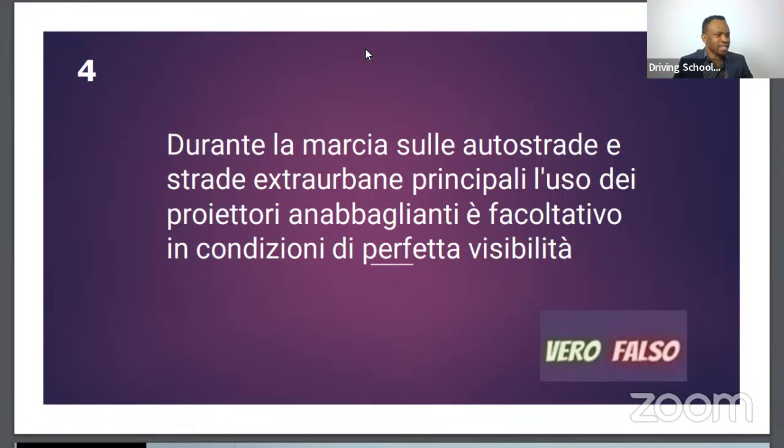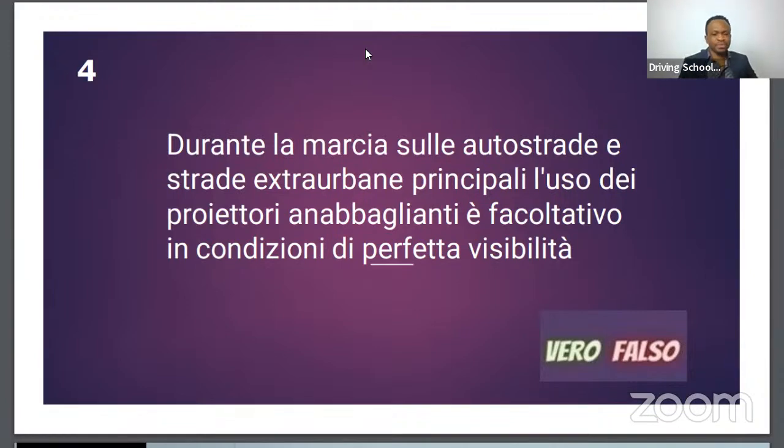Mr. Wiz B, I think you are referring to number four, Vero. Mr. Daniel said Falso. Mr. Esther said Falso. And Don Vicky said Falso. We have so many Falso. As usual, I won't tell you if it is Vero or Falso, but we are going to see why the answer is what it is.